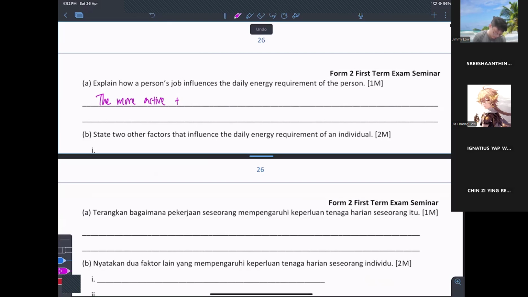The person's job, okay, the more energy requirement of the person. Okay, so you see, I'm just copying the words from the questions.